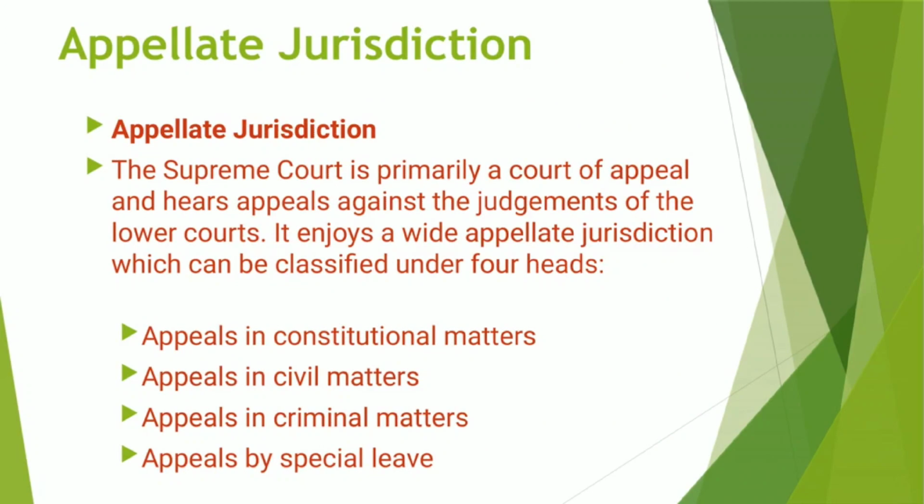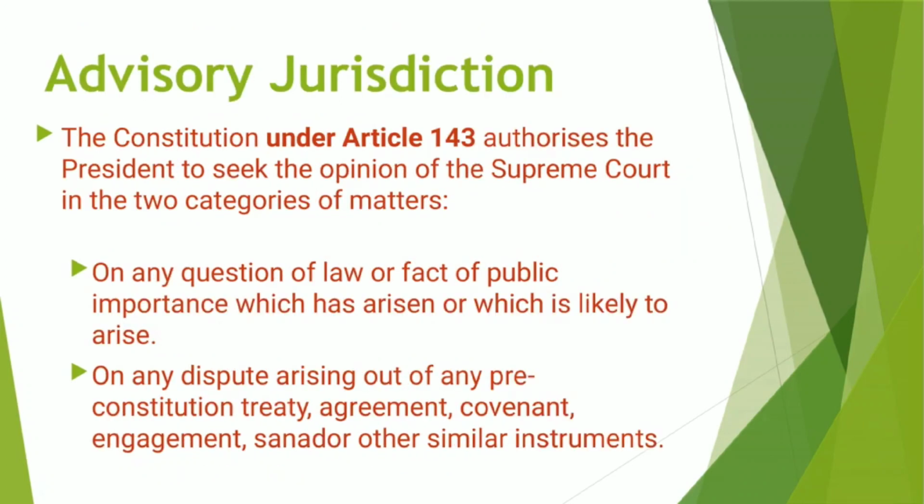Next, appellate jurisdiction. The Supreme Court is primarily a court of appeal and hears appeals against the judgment of the lower courts. It enjoys a wide appellate jurisdiction over constitutional matters, civil matters, criminal matters, and special law. In terms of constitutional and civil, if the High Court is having a question of law, then these cases get transferred to the Supreme Court. It is done through appeal. In criminal cases also, a convicted person can go and appeal to the Supreme Court against the verdict of the High Court if he is not satisfied.